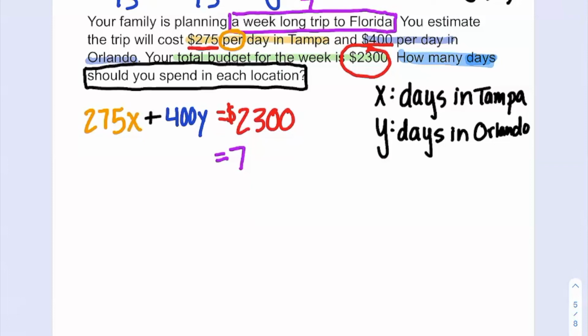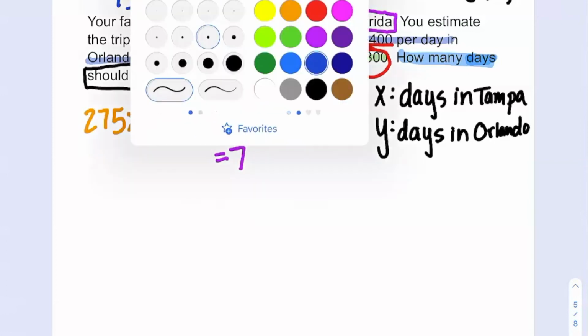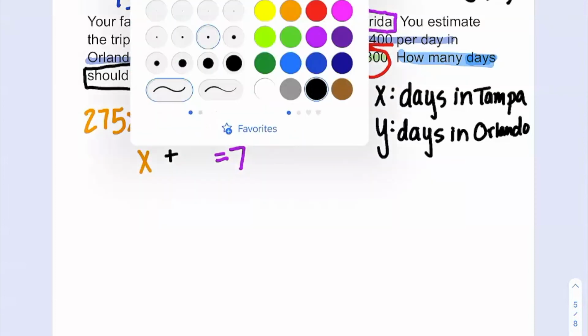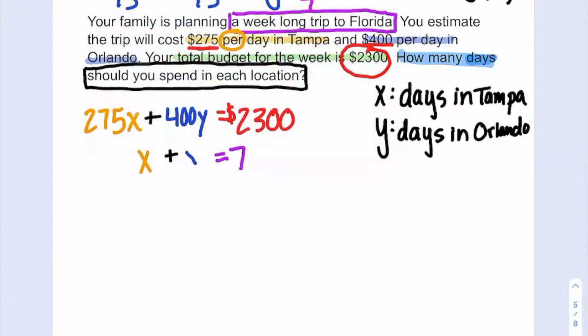Now my second one, I will tell you that 95% of the time, the second one is simply going to be adding my X and my Y together, which for this one makes sense. How many days should you spend? Well, if you're going for a total of 7 days, X is the number of days that you're spending in Tampa, and Y is the number of days you're spending in Orlando. So adding those together will give you your total of 7 days.